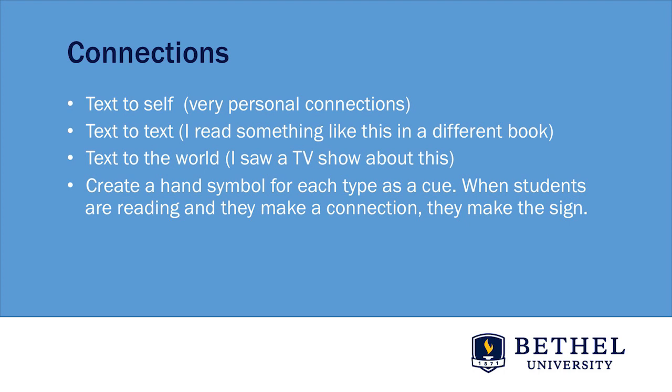There are some specific connections students can make with help. One type of connection is text to self. These are very personal connections, things they have experienced in their real lives, not just hearing or reading about them. The second type of connection is text to text. For example, I read something like this in a different book. The third type of connection is text to the world. For example, I saw a TV show about this.